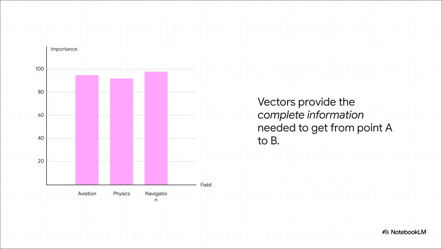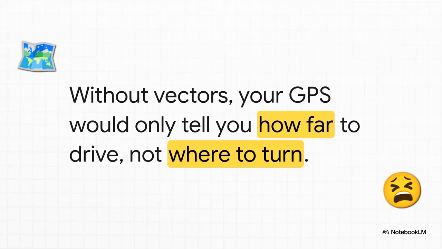And you can just see how critical this concept is across the board. From landing a plane safely, to understanding the laws of the universe, to just getting to your friend's house, vectors give us the complete information we need to make things happen correctly and efficiently. Here's the simplest way to think about it. If your GPS only used scalars, it would say something like, okay, drive 5 miles. And you just sit there thinking, great, in which direction? It's the vector calculation, drive 5 miles north on Main Street, that actually makes the whole thing work.